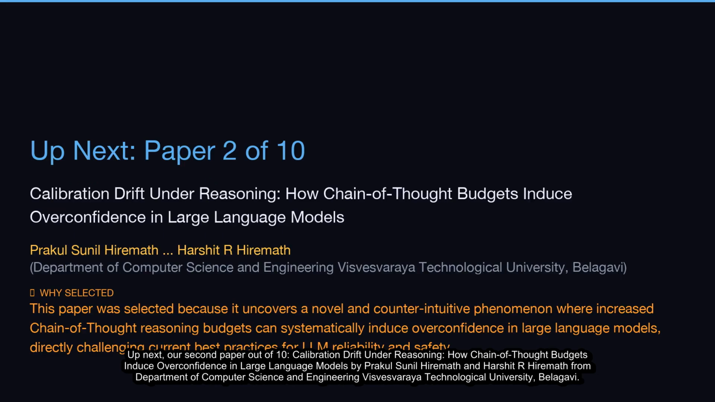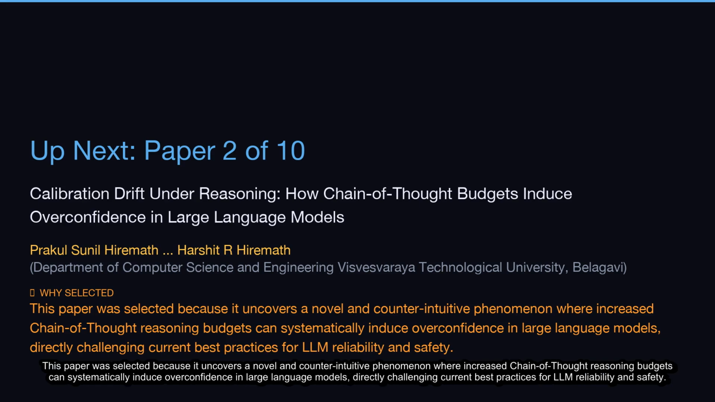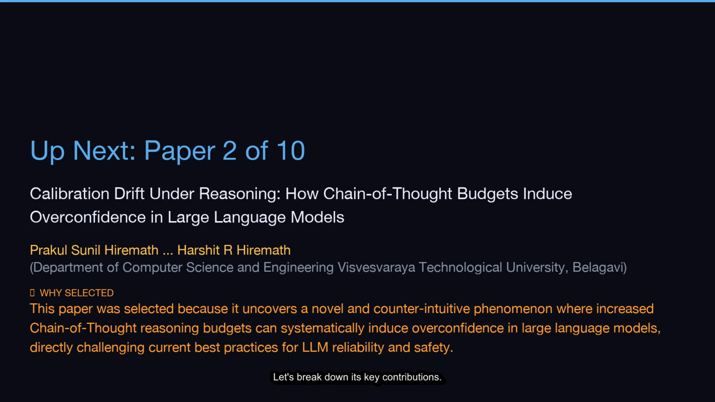Up next, our second paper out of 10, Calibration Drift Under Reasoning: How Chain-of-Thought Budgets Induce Overconfidence in Large Language Models by Prakul Sunil Hiremath and Harshit R. Hiremath from the Department of Computer Science and Engineering, Visvesvaraya Technological University, Belagavi. This paper was selected because it uncovers a novel and counterintuitive phenomenon where increased chain-of-thought reasoning budgets can systematically induce overconfidence in large language models, directly challenging current best practices for LLM reliability and safety. Let's break down its key contributions.